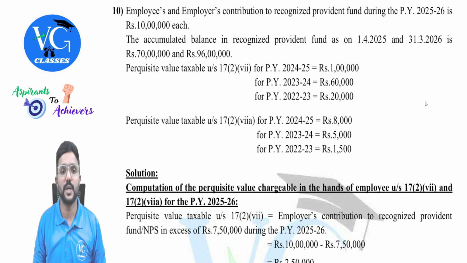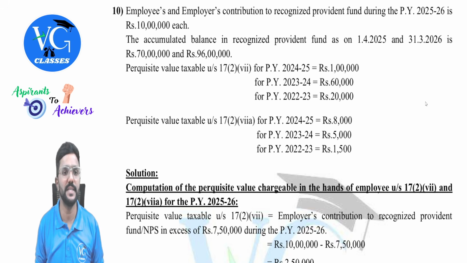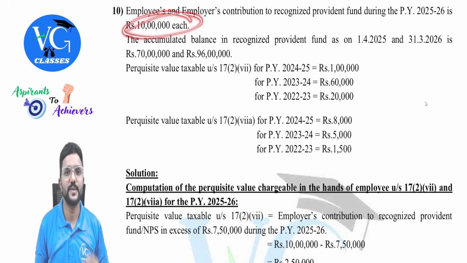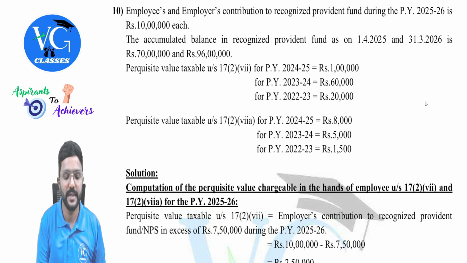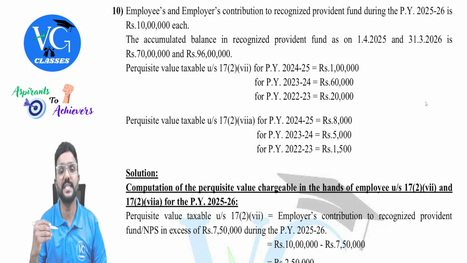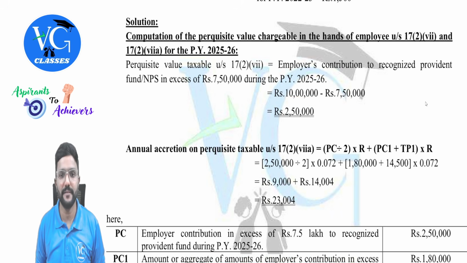Employee and employer contribution to recognized provident fund during the previous year 25-26, that is the current year, is 10 lakh rupees each. So now let us focus on the employer contribution. How much is the employer contribution? 10 lakh rupees. So how much is in excess of 7 lakh 50, guys? 2 lakh 50.